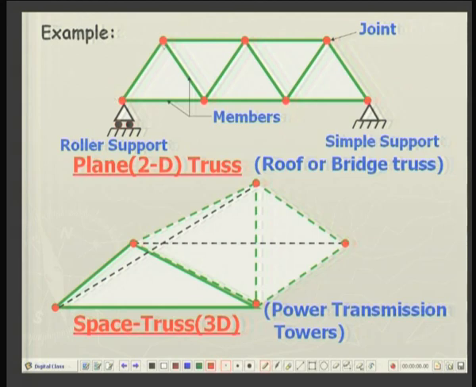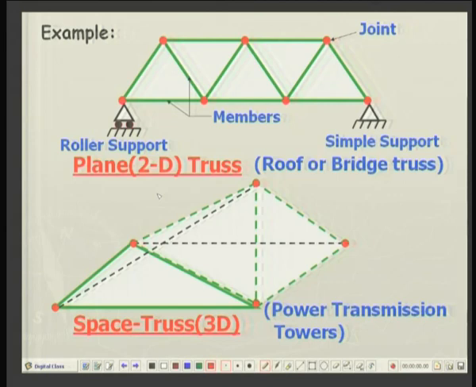The green lines are representing the members or elements of a truss, and the whole assembly is a plane or two-dimensional truss. You must have seen such structures while crossing a railway bridge. On both sides of the train you can see a series of such structures which support the load of the train as well as other members of the structure.